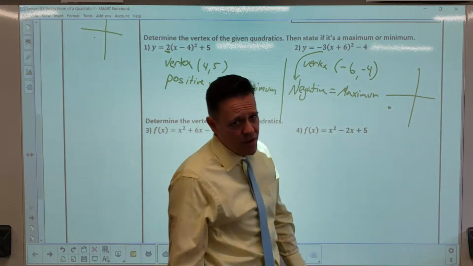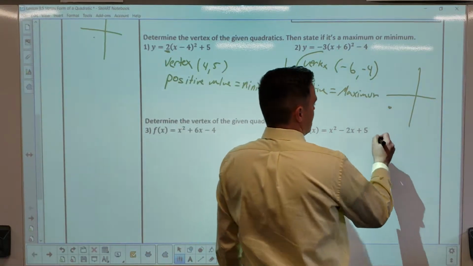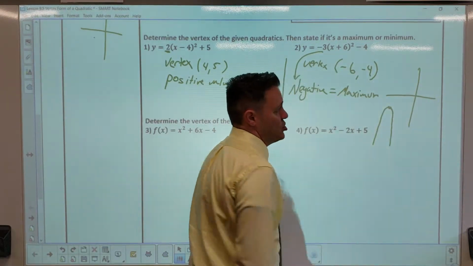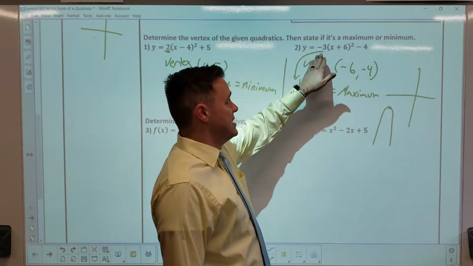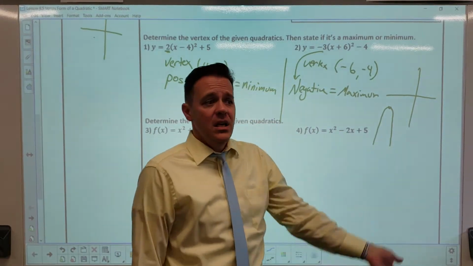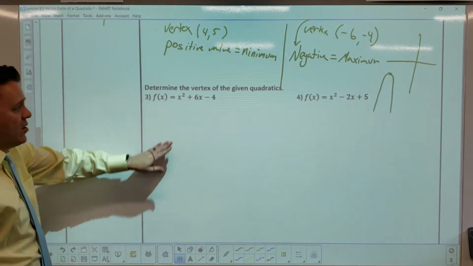So that is how you know the difference. You could graph it and get it in Desmos, but ladies and gentlemen, just know that you should know off the top of your head that if this a value is negative, it's a maximum. All right, determine the vertex of the given quadratics.